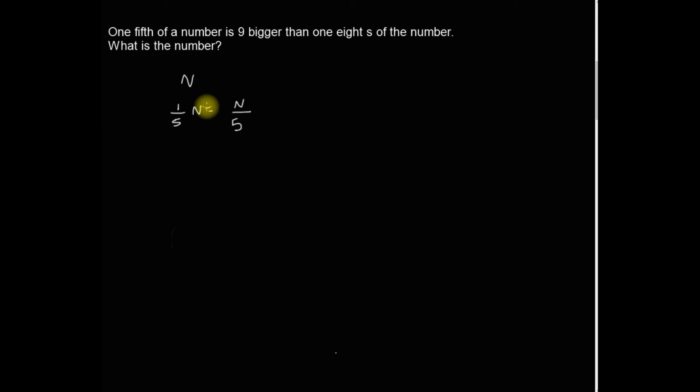So we have 1/5 of n, which is this, is 9 bigger than 1/8 of n. And 1/8 of n, I write it as n over 8. Because 1/8 of n is the same as 1 over 8 times n, which becomes n over 8.